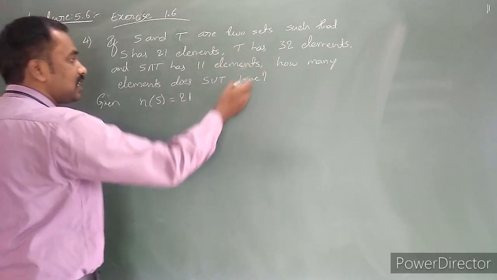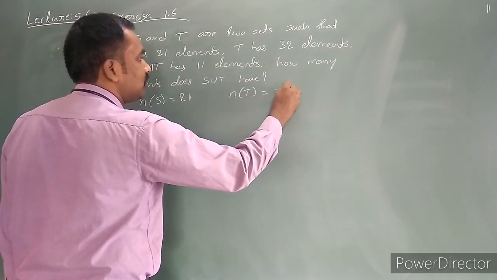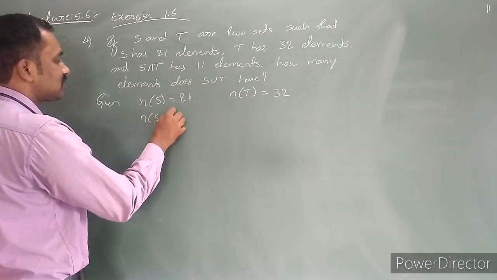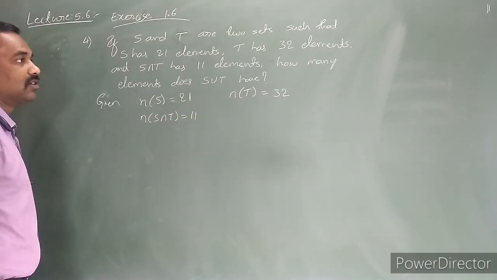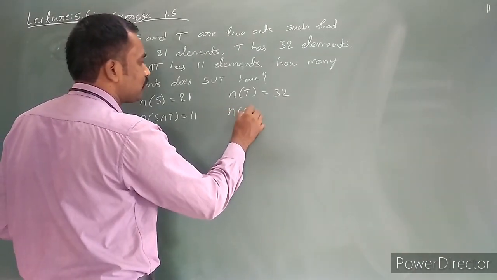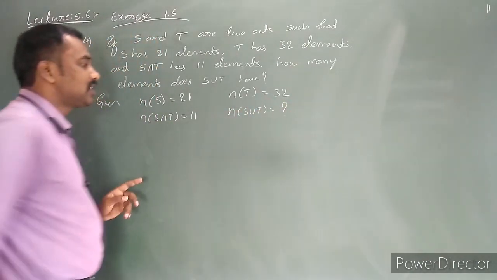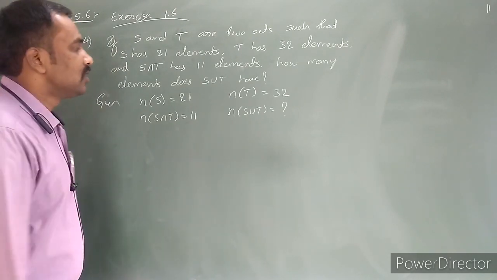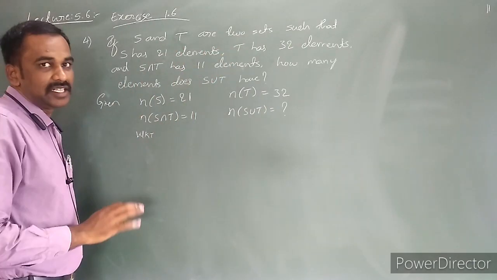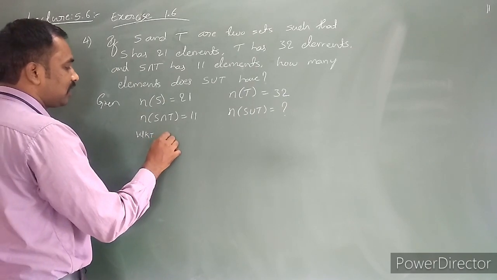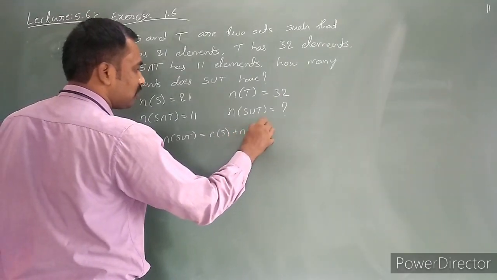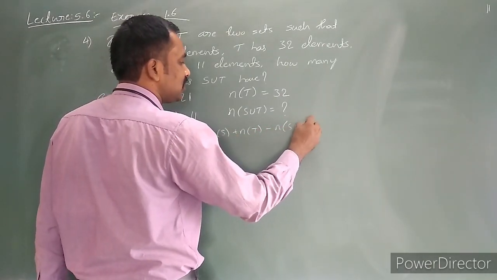Next, T has 32 elements. That means N of T is equal to 32 elements. And S intersection T has 11 elements, N of S intersection T is 11 elements. How many elements does S union T have? That means we need to find N of S union T. It's a very direct question, so no need to do the explanation for this problem, because everything is clear. They only gave it. Now write the formula. N of S union T is equal to N of S plus N of T minus N of S intersection T.